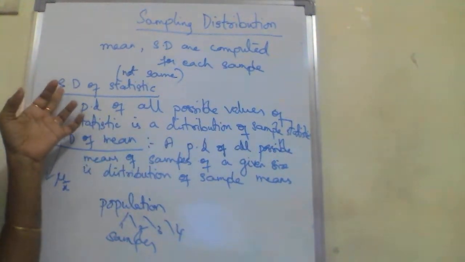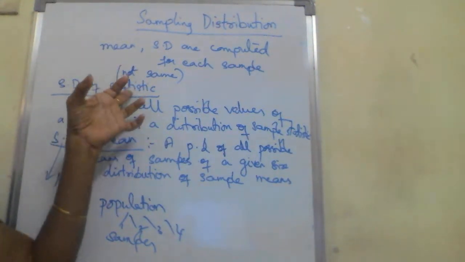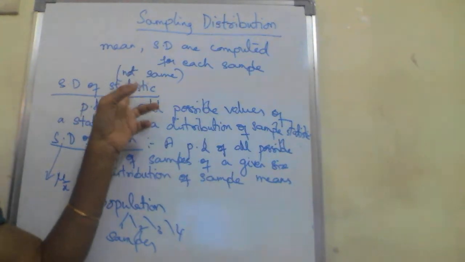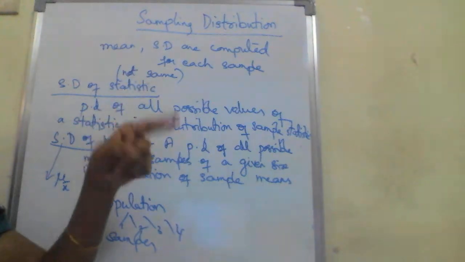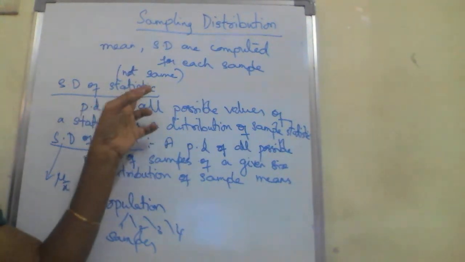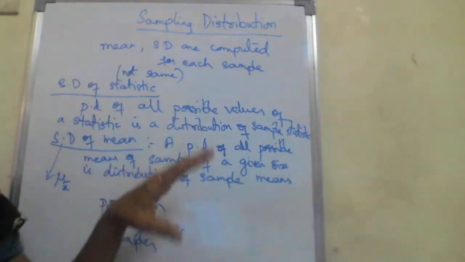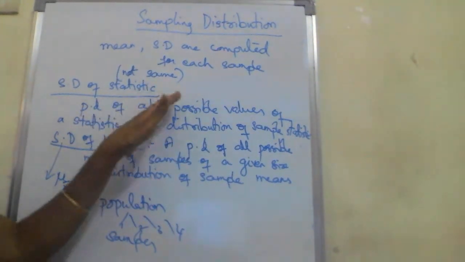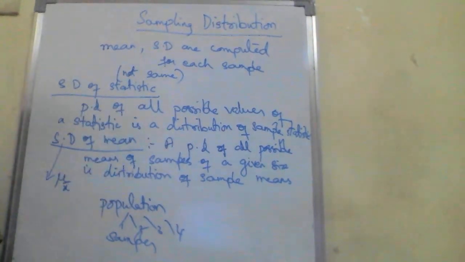So now coming to the sampling distribution of a statistic. Statistic here means whatever values you find for the sample, you call it a statistic. Suppose I am finding the mean of a sample, you call it a statistic. If you are finding the median, or the standard deviation of a sample, that particular thing you call a statistic. These are the things you check for the sample.